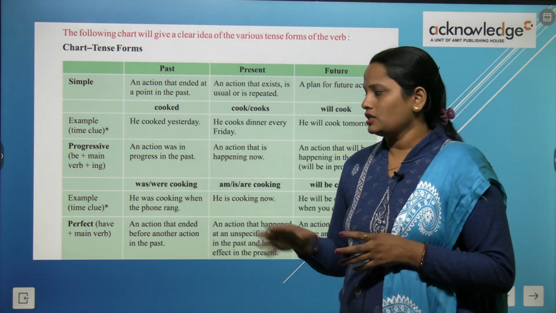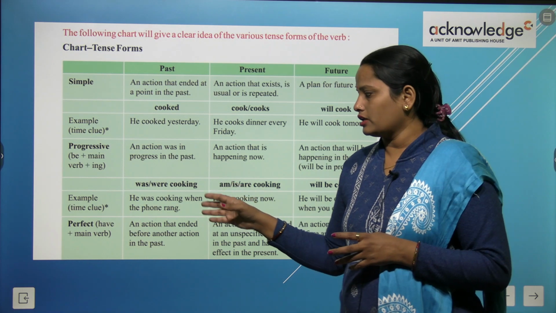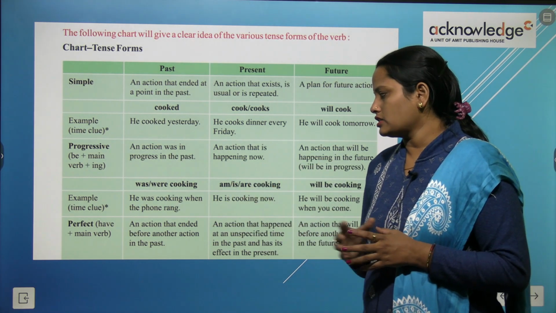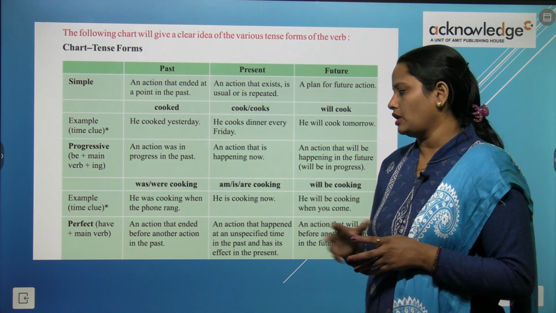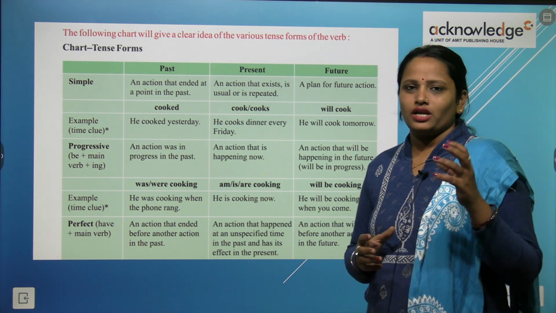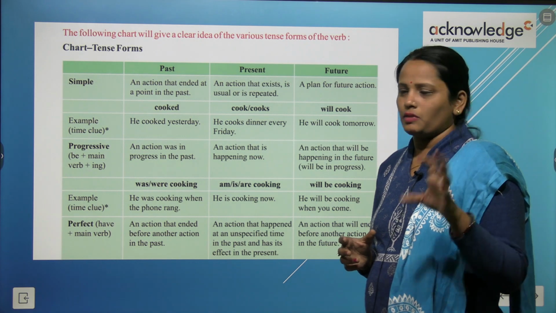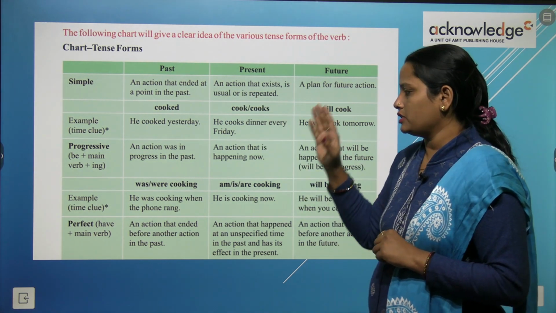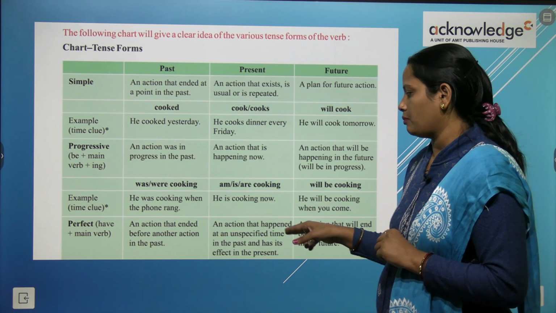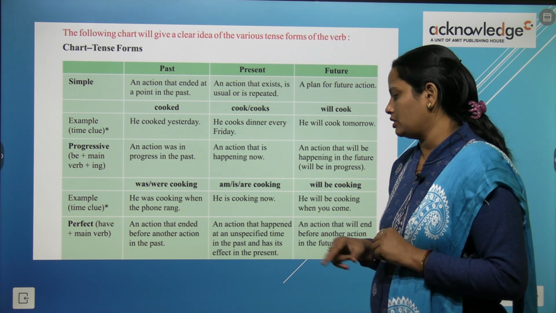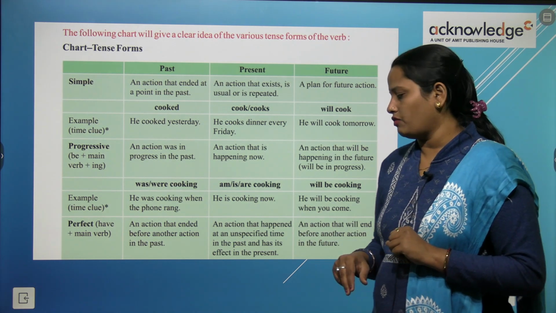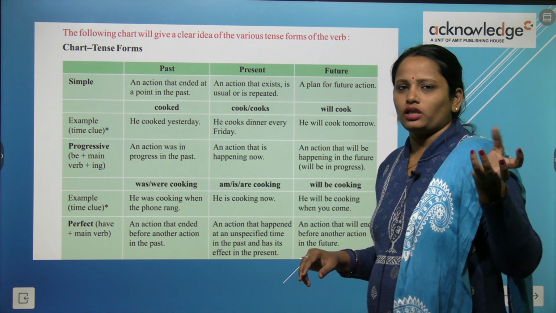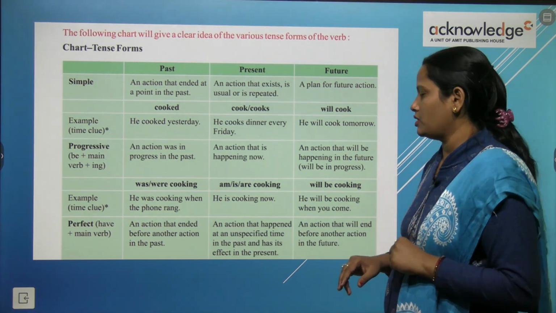The next one is perfect tense. इसमें क्या करते हैं, हम have लगाते हैं, has लगाते हैं और main verb लगा देते हैं. An action that ends before another action in the past. So एक action है जो दूसरे action से पहले ही खत्म हुआ है, तो हम past perfect की बात कर रहे हैं. Now present perfect में क्या होता है, an action that happened at an unspecified time in the past and has its effect in the present. So एक ऐसा काम जो past में तो हुआ था लेकिन उसका effect अभी तक है present में.